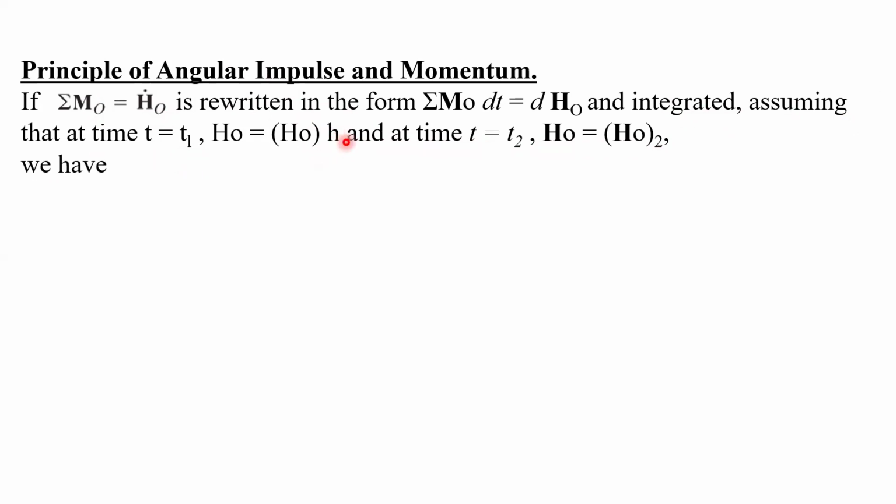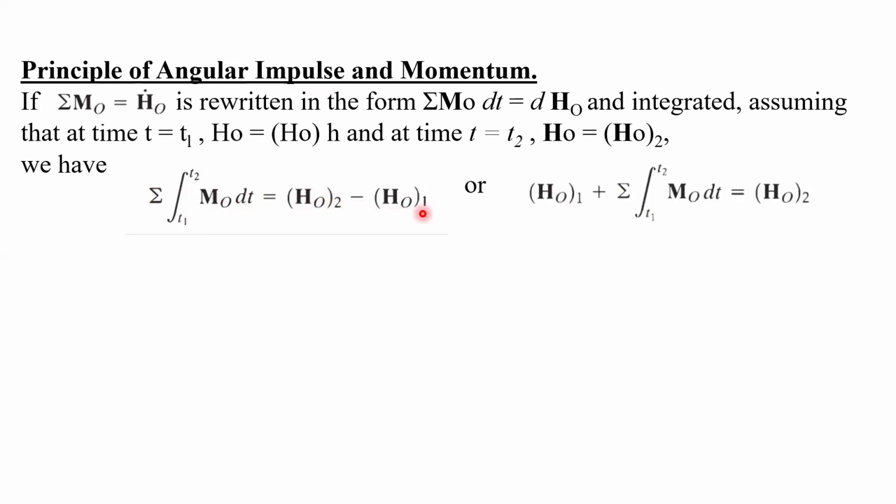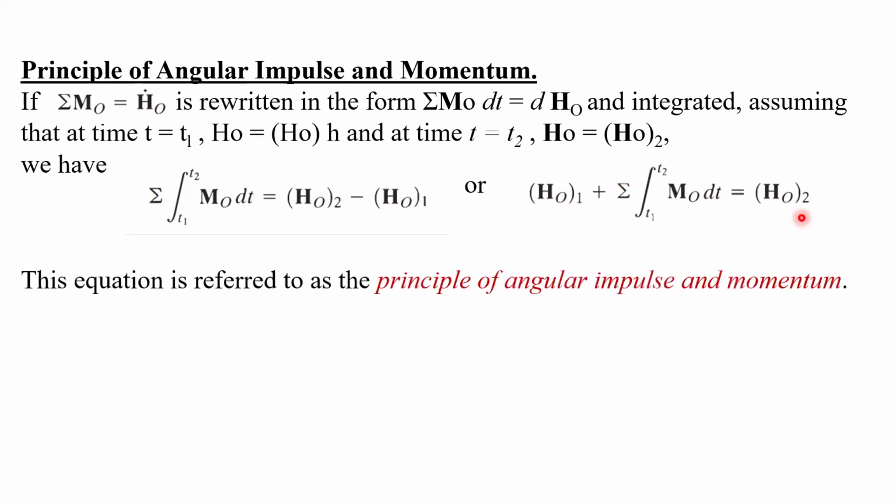We have that the integral from t1 to t2 of M_O dt is equal to H_O2 minus H_O1, or, taking H_O1 to the left-hand side, that minus becomes positive: H_O1 plus the integral from t1 to t2 of M_O dt equals H_O2. This equation is referred to as the principle of angular impulse and angular momentum.